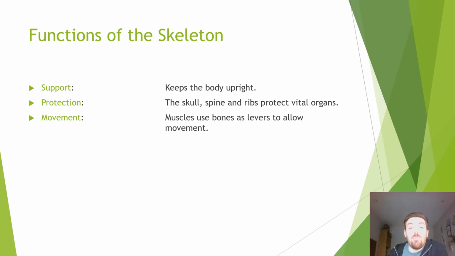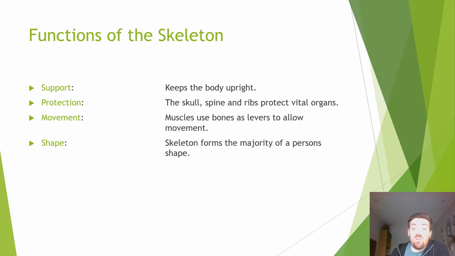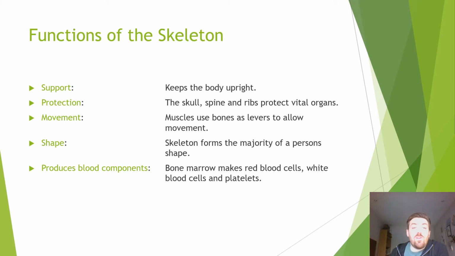Movement. Muscles allow bones to operate as levers, all right? So they pull against the bone, and they allow us to move. And shape. They give us our shape. That's why humans look the way they do. And finally, one that you may not have been aware of is that some of your bones will make blood components, particularly your long bones like your humerus, and your femur down in your leg. Those will make blood cells such as red blood cells, white blood cells, and your platelets.